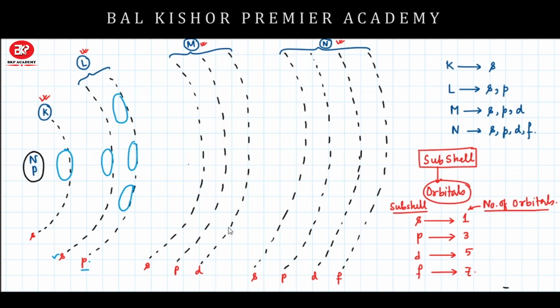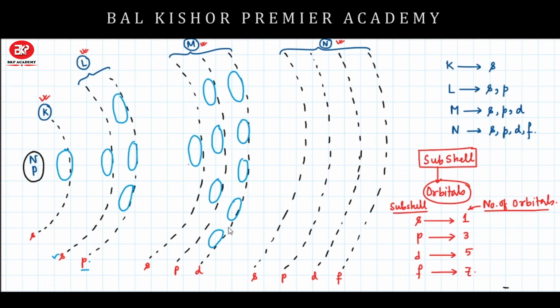Similarly, for the M energy level, we are having S, P, D. In the S, we will have only one orbital. In the P, we will have three orbitals like this. So these are the orbitals. In the D, there will be five orbitals. This is the one orbital, two orbital, three orbital, four orbital, and this is the five orbital.